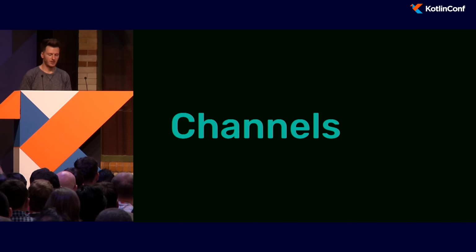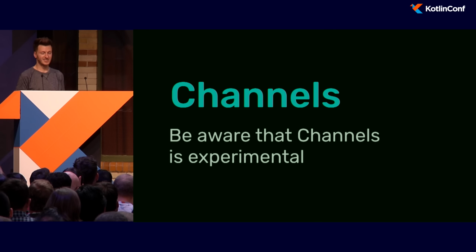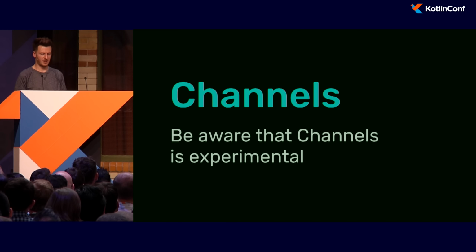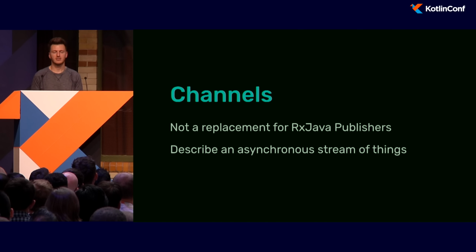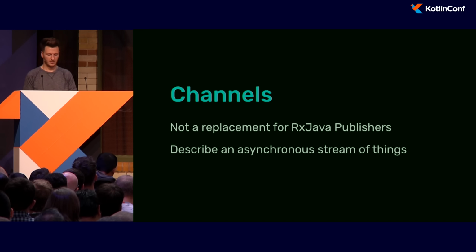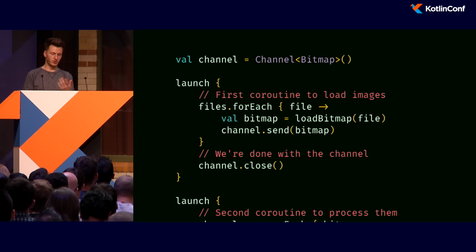And that brings us on to channels. Now, the one thing to be aware of about channels is that they're still experimental, and they kind of feel like they need a bit more. So I feel like they're not really a replacement for RxJava publishers. The closest thing they probably are is the Flowable, because they have back pressure support. But they feel close to me like a kind of suspending dequeue, which I guess is what they're called in the docs. But they still describe an async stream of things. Channels call these elements. RxJava calls them items. It's just semantics.